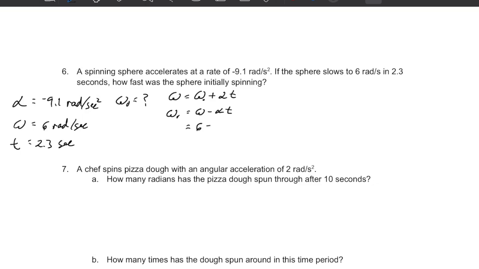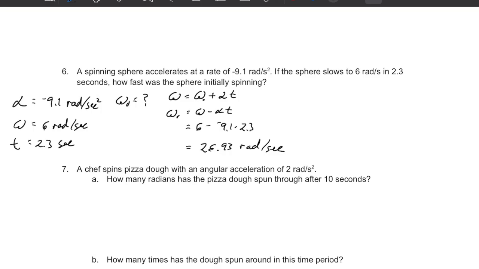We would have 6 minus 2.3 times a negative 9.1. So you've got kind of that double negative there. It essentially adds. But in our calculator, we have negative 9.1 times 2.3. And then we just add in that 6 because the negative and the minus. When we do that, what do we get? 26.9693 radians per second.